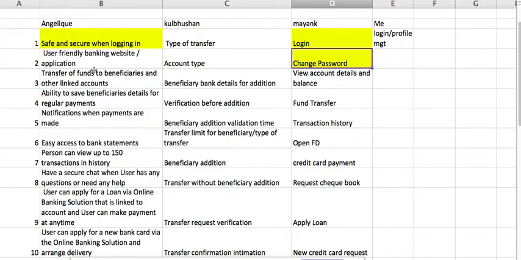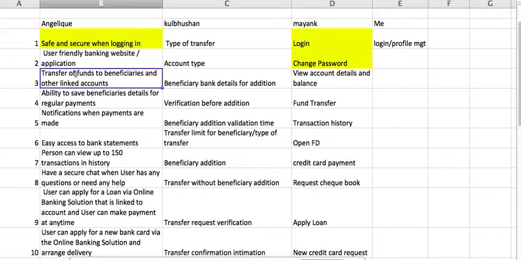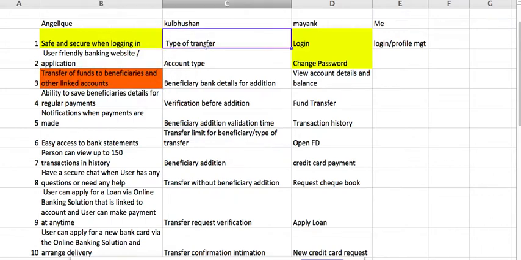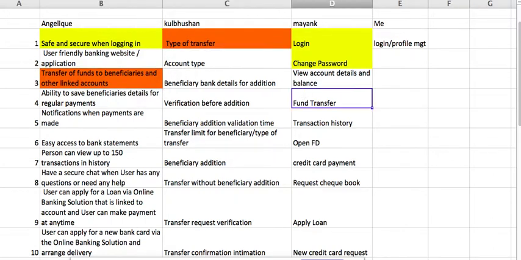Now here it says user friendly banking website application. Yes, that is our goal, but you have to define what you mean by user friendly. Since it is not defined, we'll try to define the solution in such a way that it is more user friendly, right? The next feature everyone has mentioned is fund transfer. If I can see here, this is transfer the fund, right? So let's give a little different color, transfer the fund, and here also it is transfer the fund. So I'm going to add this as a fund transfer as well.